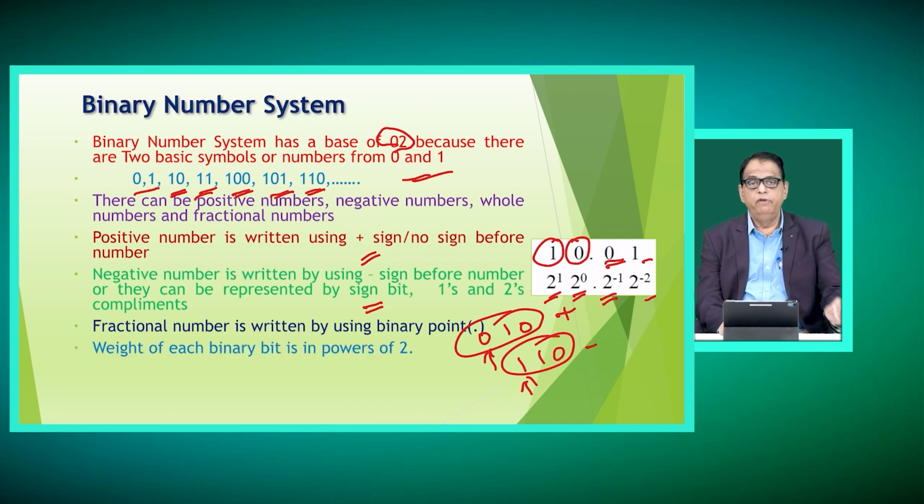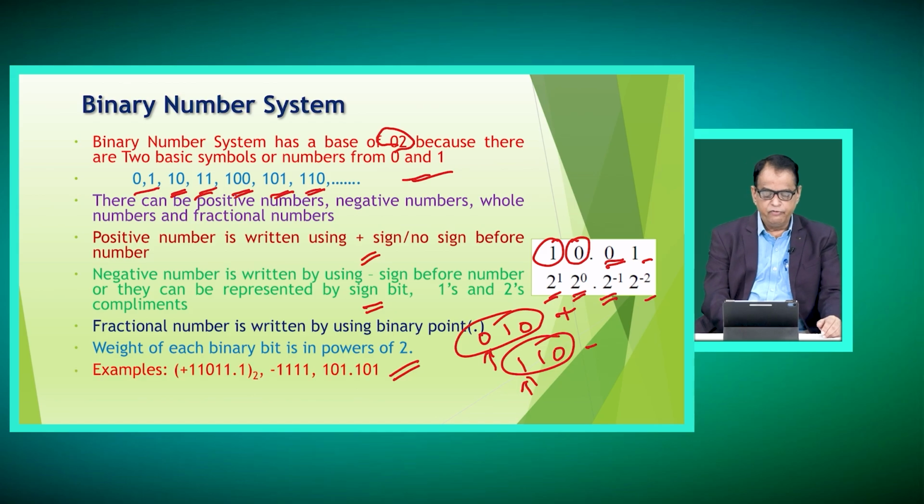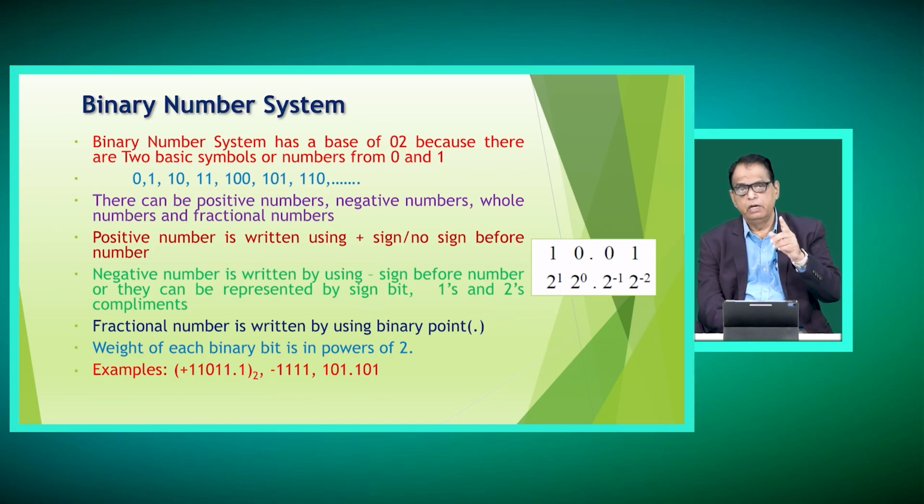So the weight of every binary bit is in the powers of 2. Always remember that in the decimal number system, the weight is in the powers of 10. In the binary number system, the weight is in the powers of 2. So these are the different examples. Whenever I want to write a binary number, you can use this suffix 2, and that will indicate that this number is a binary number.